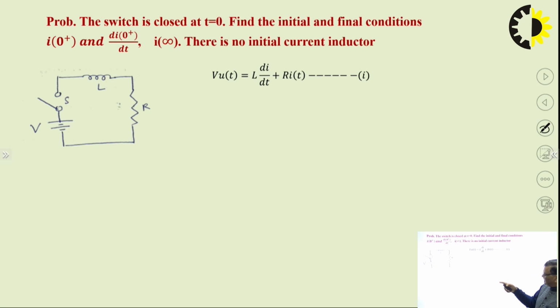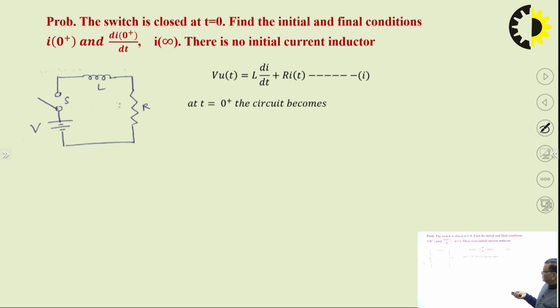When the switch is closed, this is V u(t). V u(t) is nothing but V multiplied by the unit step function, and the unit step function is 1 only for t greater than or equal to 0. For t less than 0, its value is 0. So L di(t) upon dt plus R i(t) equals V u(t).